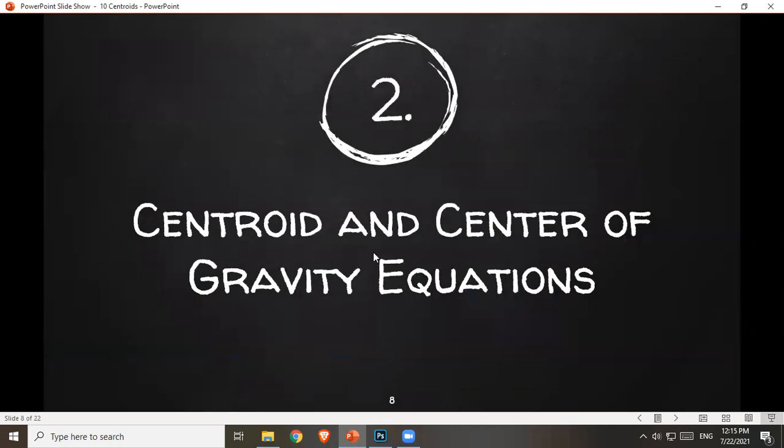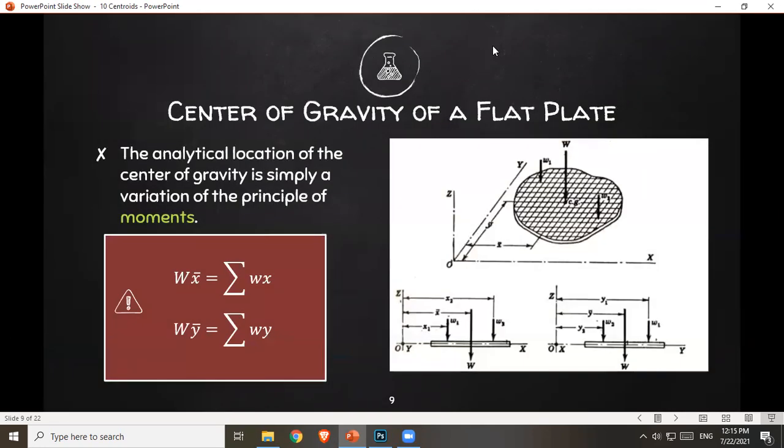Next, let's have some equations. Okay, so first, center of gravity of a flat plate. The analytical location of the center of gravity is simply a variation of the principle of moments, and we'll get this answer. So for example, you have this flat plate with uniform thickness, right? What you're going to do is divide this plate into smaller elements, hence your W1, W2, W3, and so on and so forth. And then you're going to use the concept of moment to create this equation.